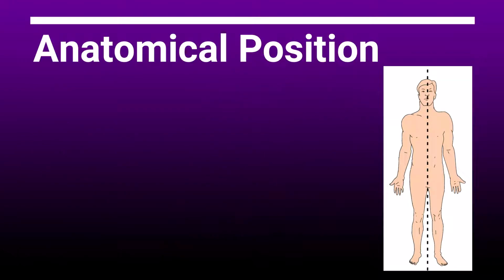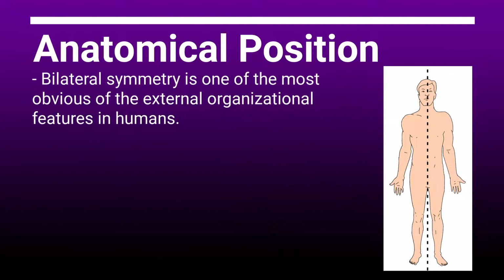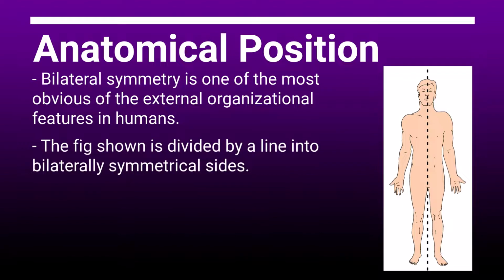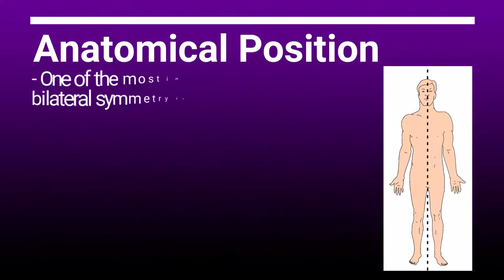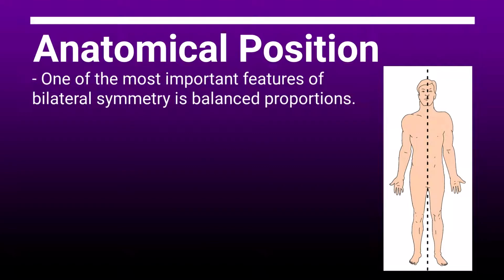and regions. Bilateral symmetry is one of the most obvious of the external organizational features in humans. In this figure, it is divided by a line into bilaterally symmetrical sides. To say that humans are bilaterally symmetrical simply means that the right and left sides of the body are mirror images of each other, and only one plane can divide the body into left and right sides. One of the most important features of bilateral symmetry is balanced proportions.